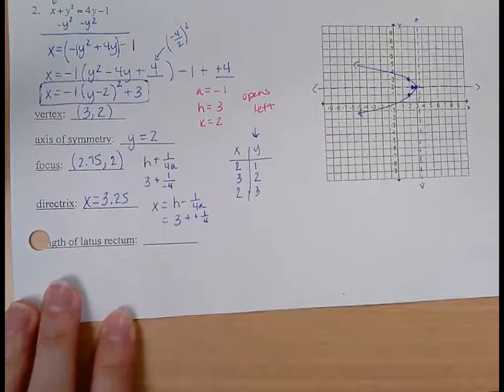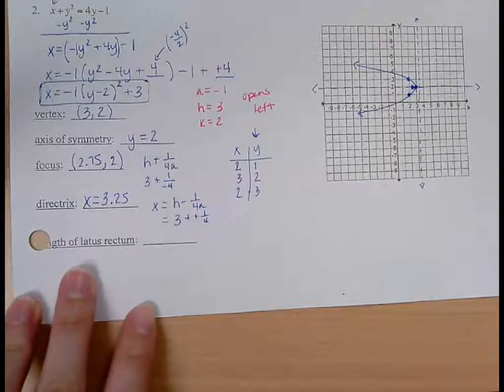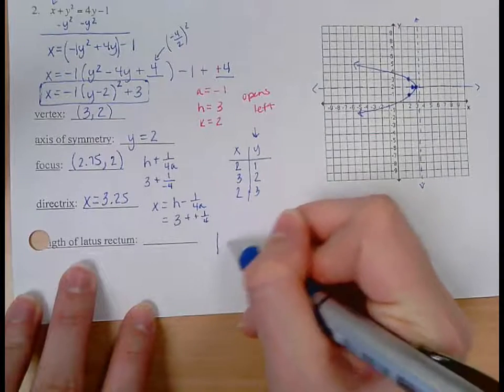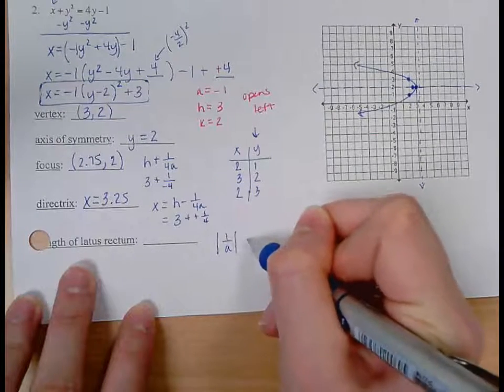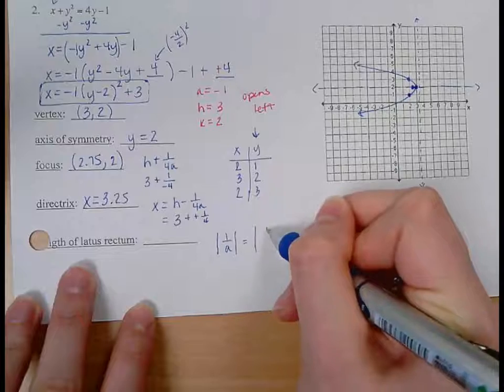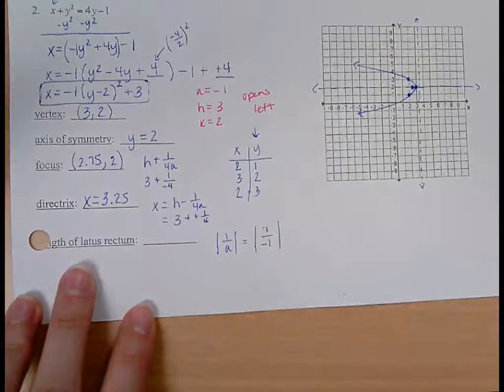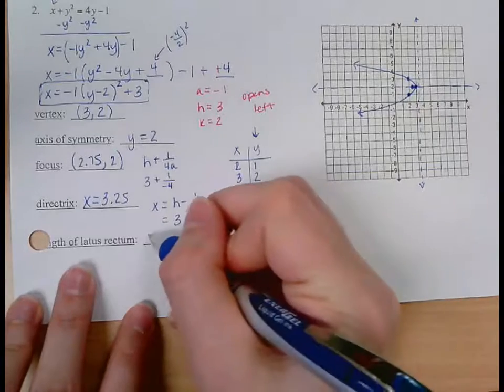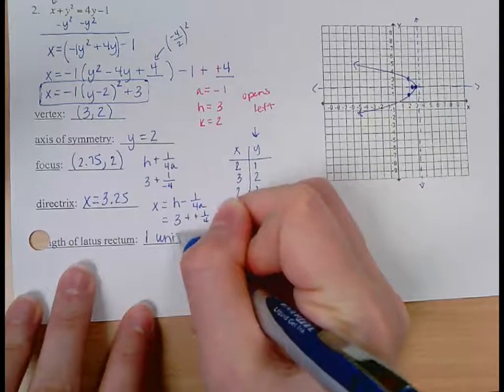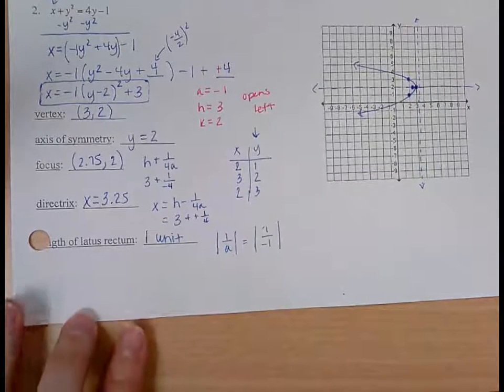And then for the length of the latus rectum, which again you don't have to draw in, it's the absolute value of 1 over a, which would be the absolute value of 1 over negative 1. The absolute value of negative 1 is 1. So the latus rectum again is 1 unit long.